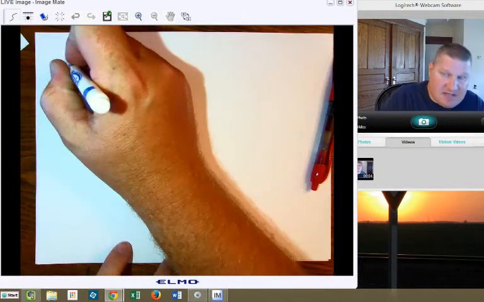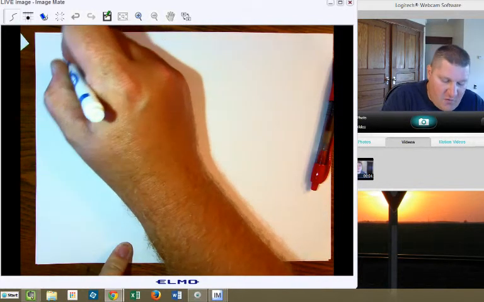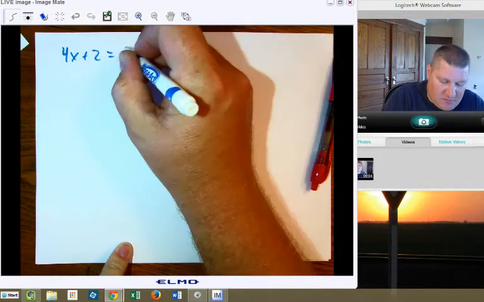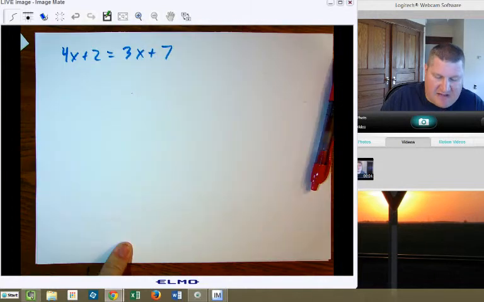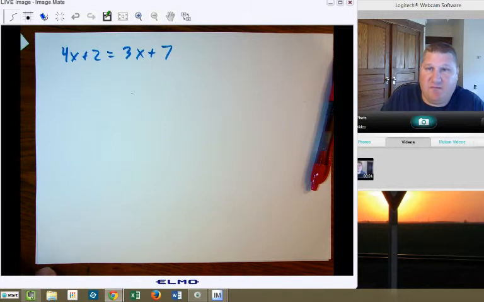So let's go ahead and take a look at an example. 4x plus 2 equals 3x plus 7. In this case, very simple algebra problem. You have one variable, and you have variables on both sides. But what we're wanting to do here is solve for x. So everybody take a moment, solve for x.